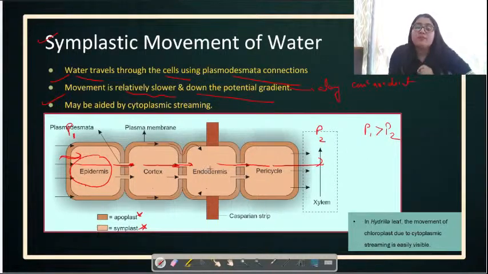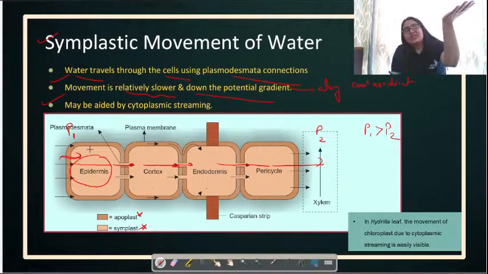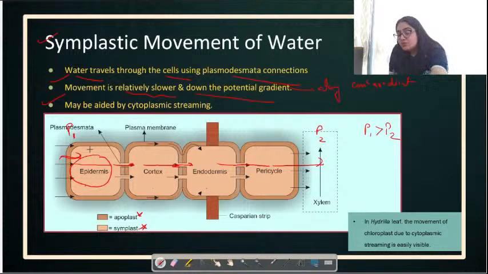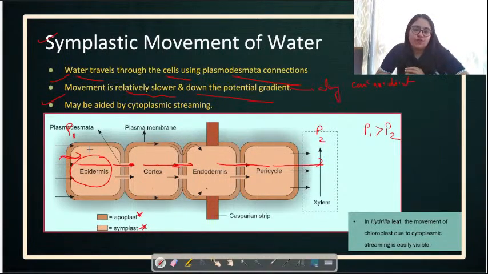So movement will be strictly along the concentration gradient, down the potential gradient, where water will flow from a region which is at a higher free energy of water molecules, or has a higher number of free water molecules, or has a higher water potential value, to a region like the root xylem, which is a region of lower water potential, or has a lower free energy of water.